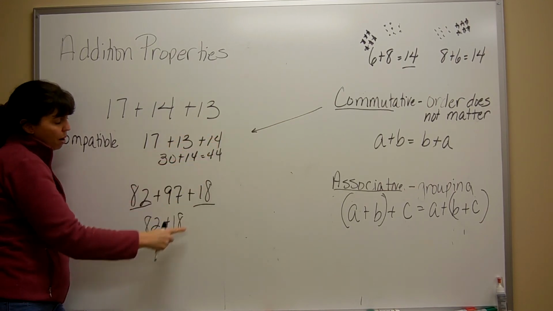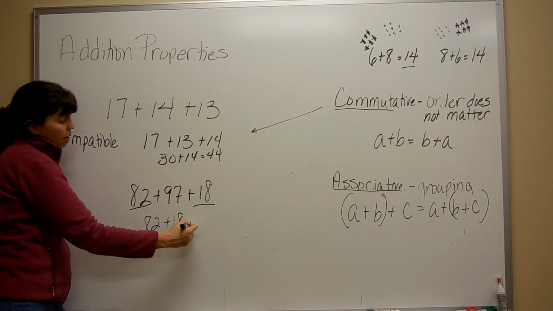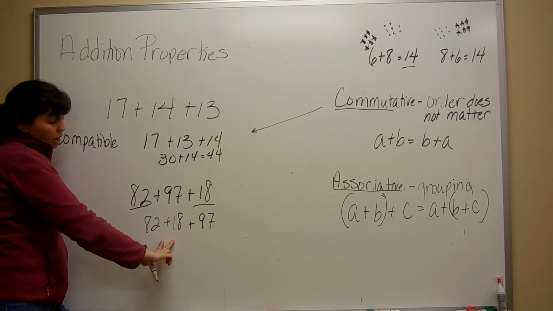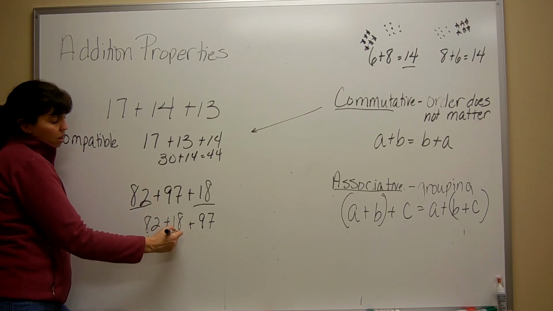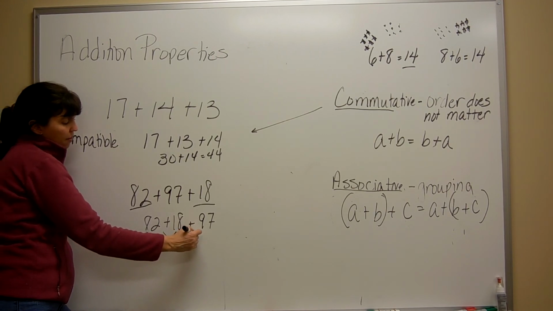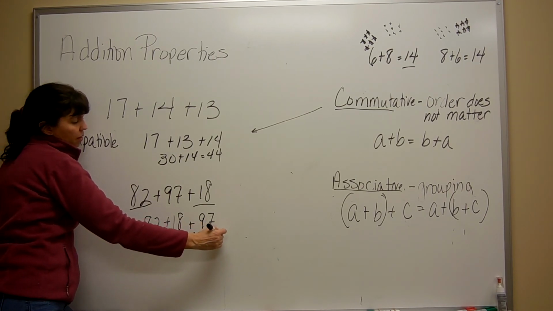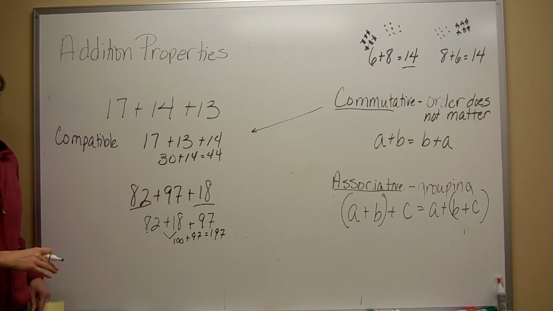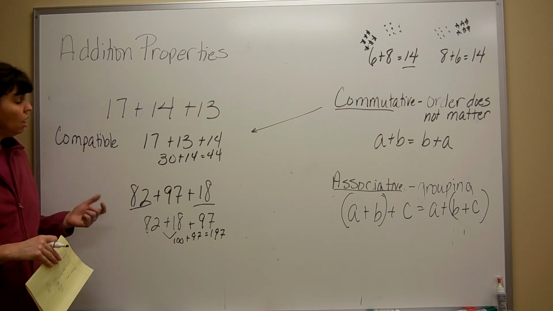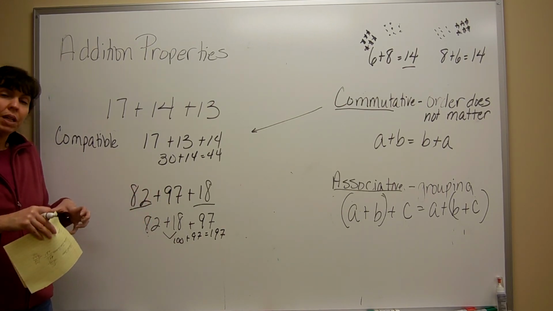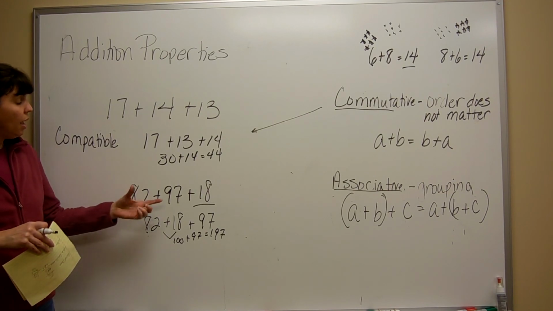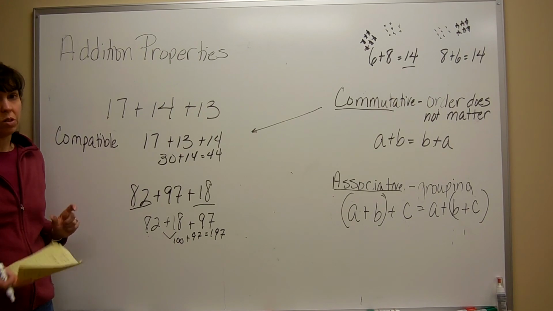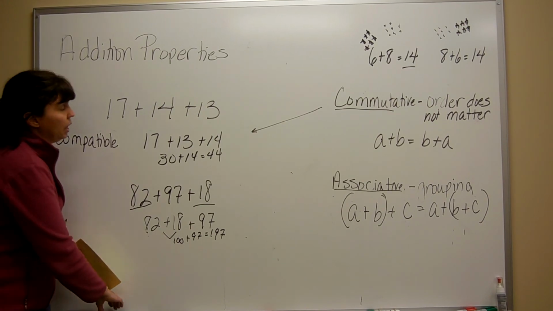I'm going to use the commutative property to switch the order. And now I'm going to use compatible numbers to get my answer. 82 plus 18 is 100, plus 97. My answer is 197. Okay, so again, the idea behind compatible numbers is we're trying to make these calculations fast. And so if we look for things that we can group together that we know a total for quickly, and they end up being nice answers, then we can get a quick result. All right, let's look at another example.